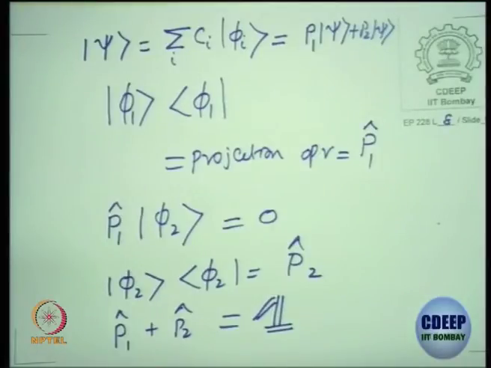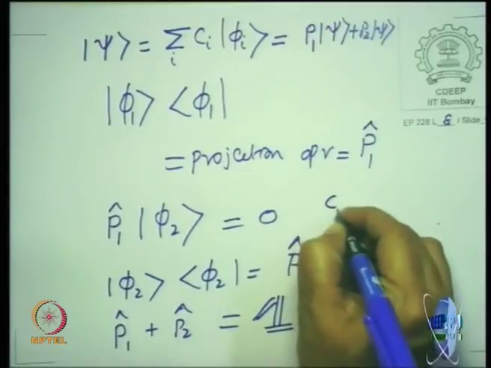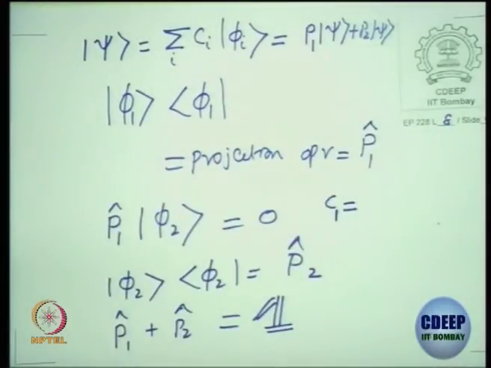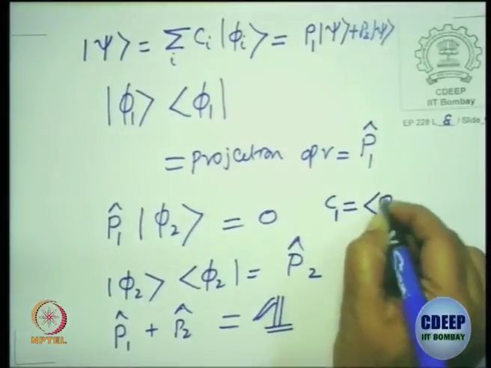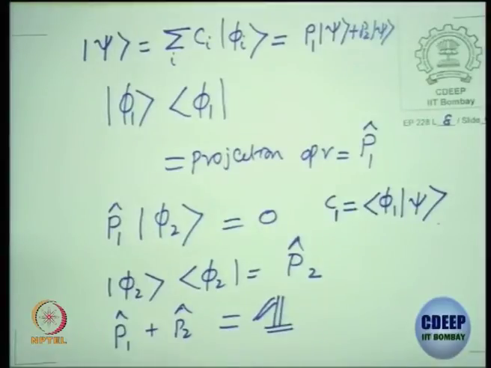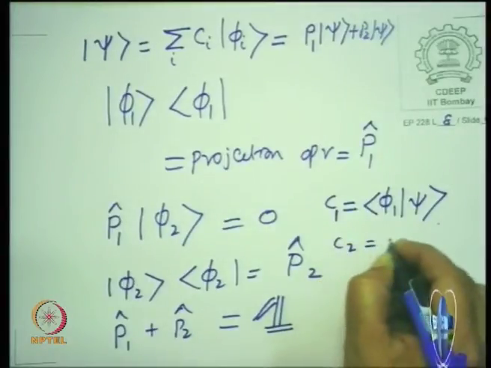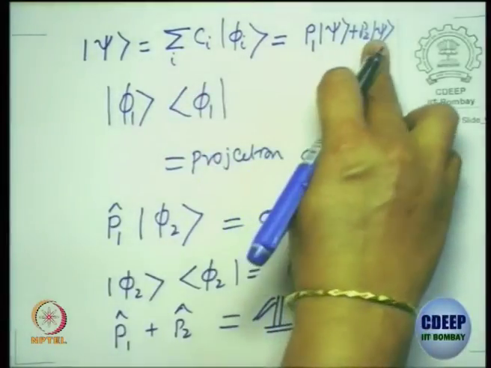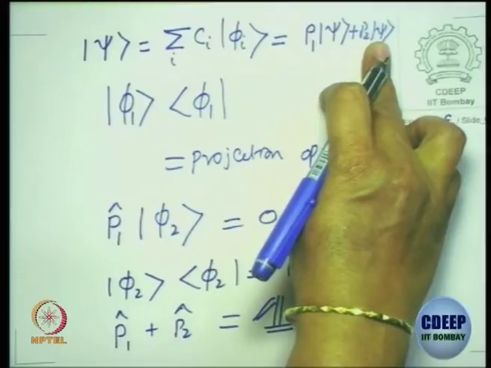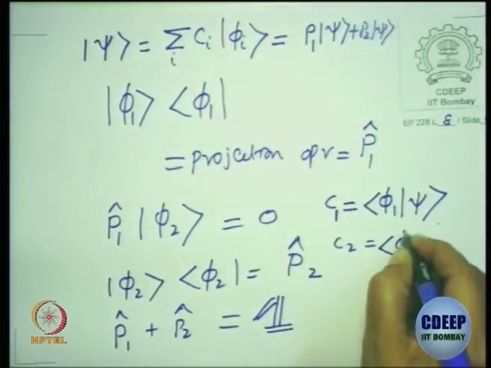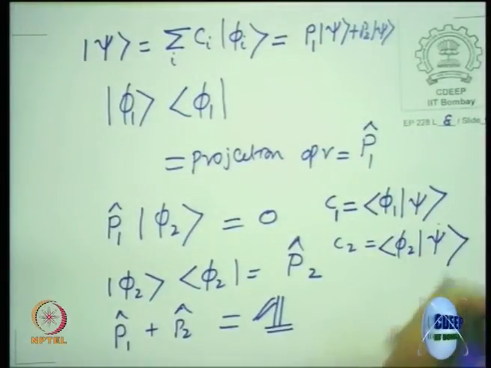Now tell me what is C1 and what is C2. C1 will be, P1 is the outer product phi 1 phi 1. What is C1? C1 will be phi 1 with psi. C2 will be, the state phi 2 will come here in this outer product. So what is C2? Phi 2 with psi.